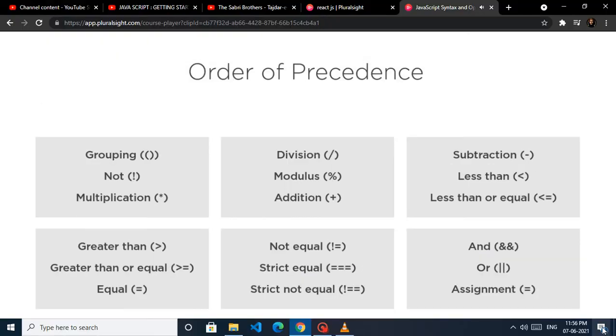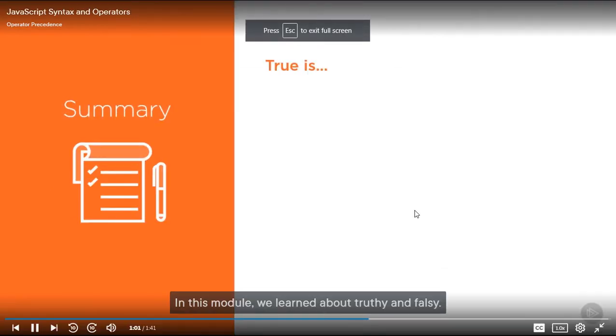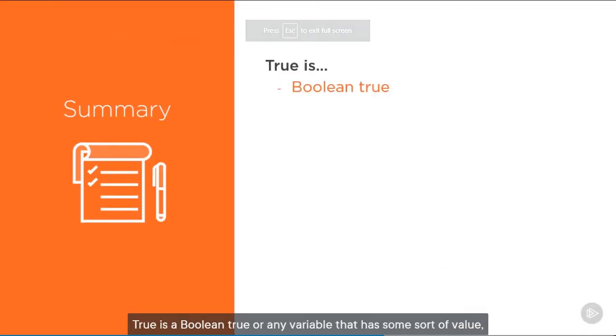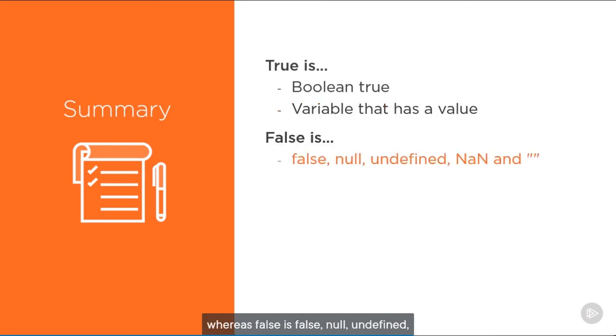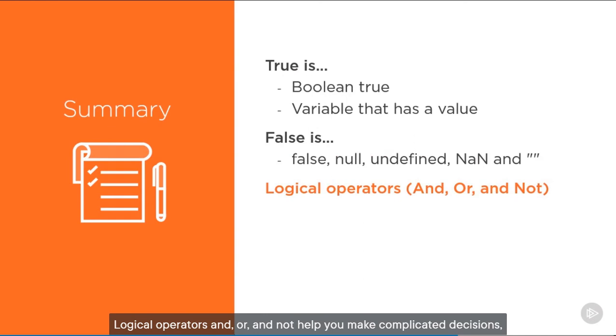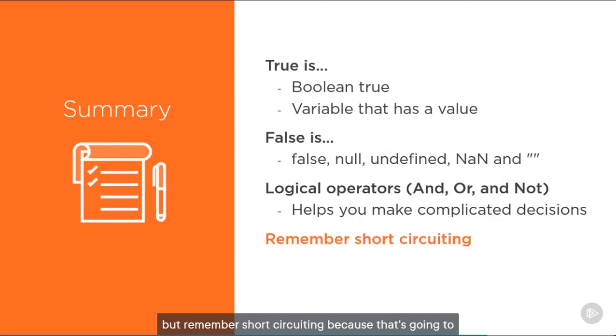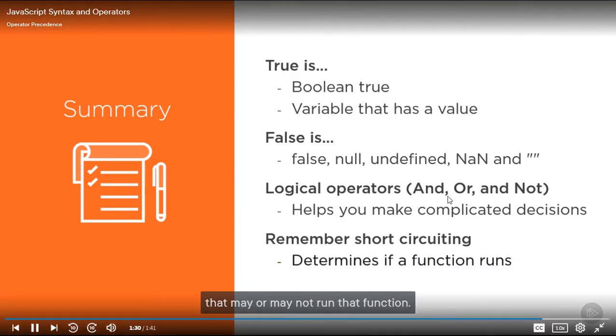In this module, we learned about truthy and falsy. True is a Boolean true or any variable that has some sort of value, whereas false is false, null, undefined, not a number, and an empty string. Logical operators and, or, and not help you make complicated decisions, but remember short-circuiting, because that's going to determine if one side of that expression runs. And if that side of the expression is a function, that may or may not run that function.